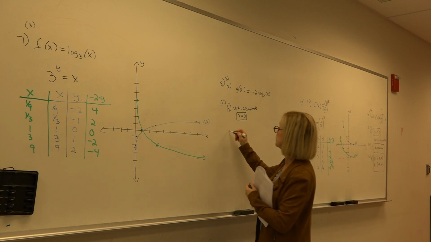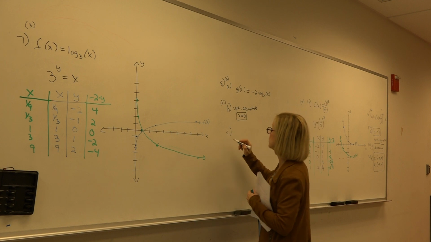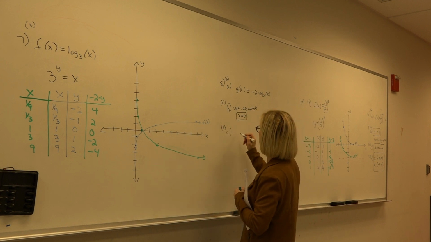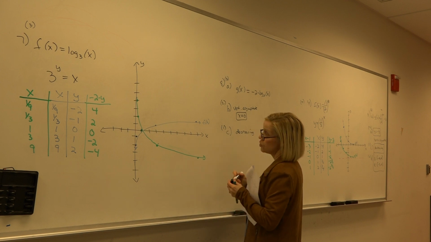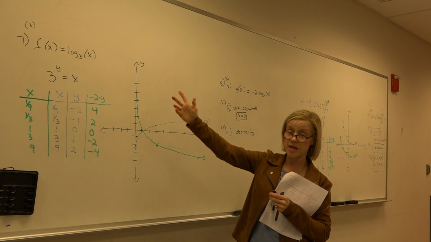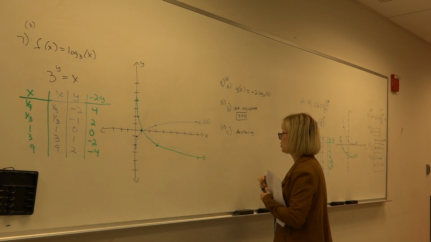In c, is this function increasing or decreasing? The green function, increasing or decreasing? Decreasing from left to right. Normally when you have a base, as we did, 3 here, it would be increasing, but the reflection made it a decreasing function, only because of the reflection.